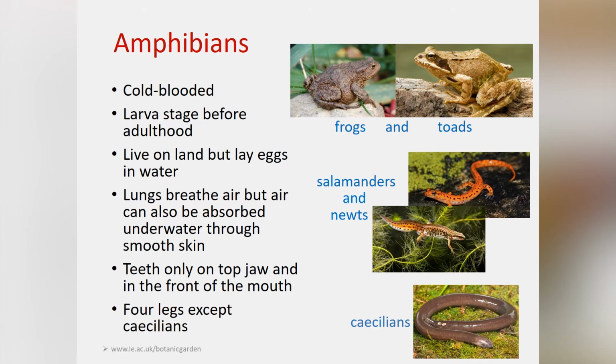Amphibians can live on land and have lungs, but also a moist, smooth skin that can take in oxygen underwater. They only have a few teeth at the front and the top of their mouths. The class of amphibians is divided into orders of frogs and toads, salamanders and newts, and caecilians that have no legs.